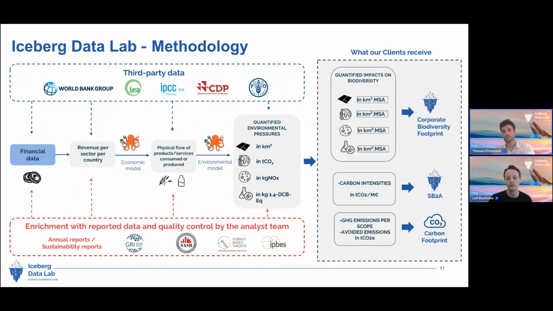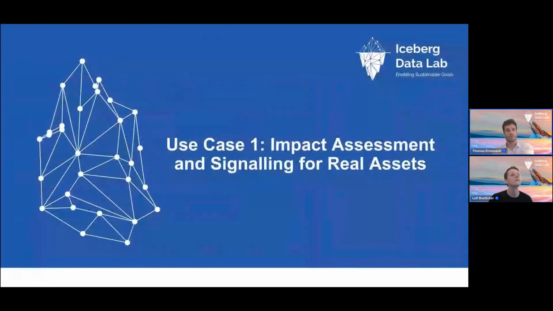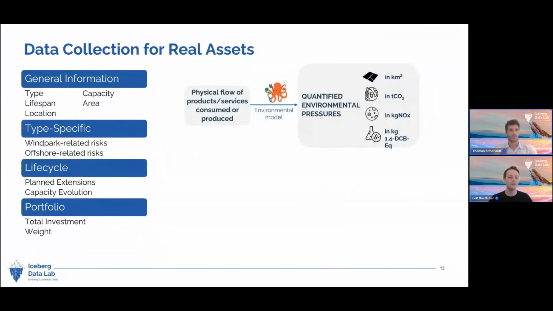Okay, so moving on from the methodology, now let's have a concrete use case of an impact assessment and signaling for real assets. Thanks. So as I said, a real asset can be, for example, offices, or a power plant, and in this case, we're going to look at how it works for a photovoltaic power plant. And the first thing that we would do in this case is collect some information.